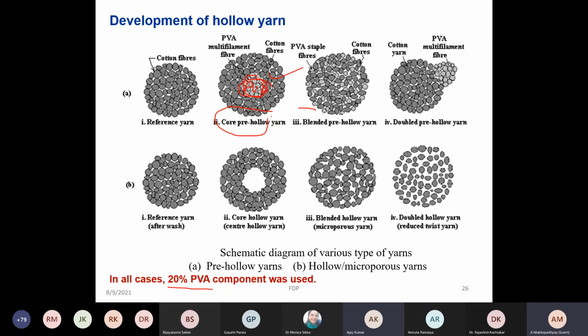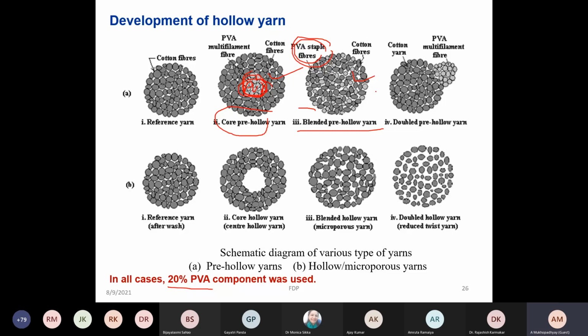We can also use the blended pre-hollow yarn. Okay, so cotton fiber is used along with the PVA staple fiber. Here the PVA multifilament fiber is used, but here the PVA staple fiber is used. And after you make the fabrics, then obviously you can dissolve the PVA to get the microporous structure.